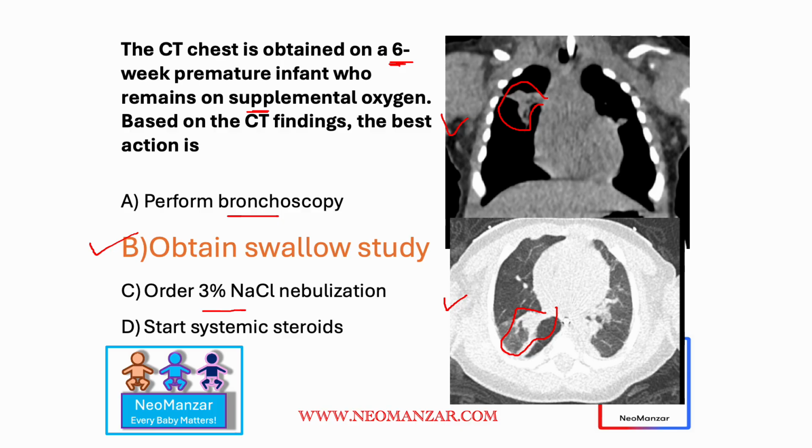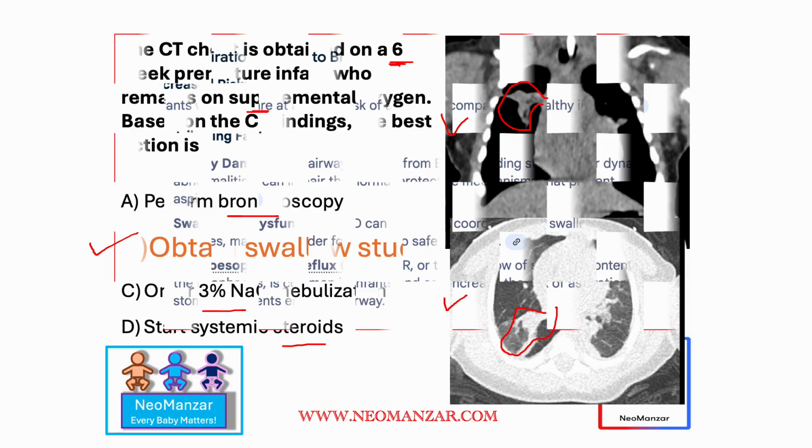Starting systemic steroids is again an option. As you know, BPD is treated with prednisolone for 6 weeks. Sometimes we use a taper dose, and again pulmonology will guide you on that. But again, this doesn't look like a very acute, regional problem. So again, like I said, all could be done, but obtaining a swallow study should be the primary thing here.